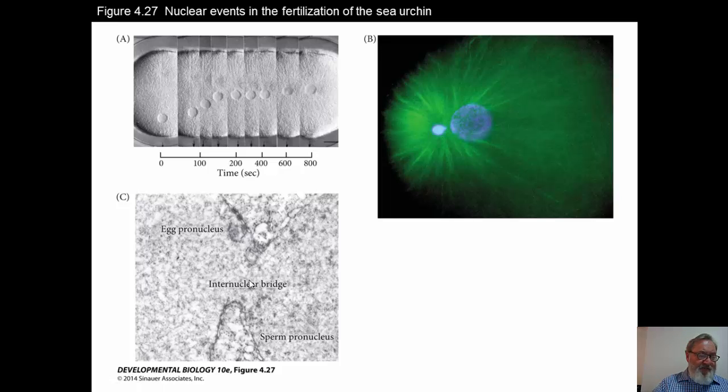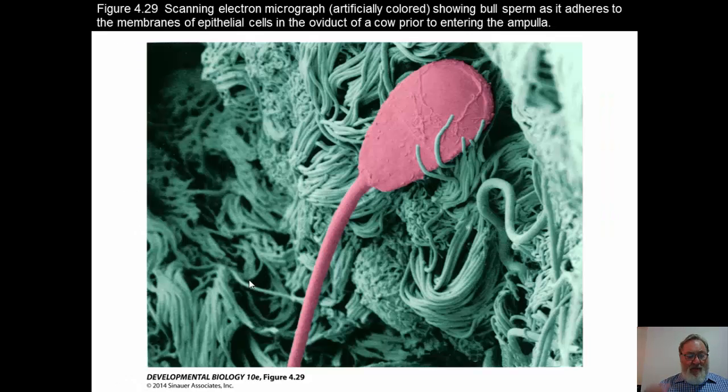If we look at internal fertilization in mammals, the process is basically the same as the sperm enters the egg, but the process of getting the sperm to the egg is significantly different in the mammalian system. This is a scanning electron micrograph showing a bull sperm as it adheres to some of the membranes in the oviduct of the cow prior to entering the ampulla, where actually the fertilization of the egg takes place by the sperm.